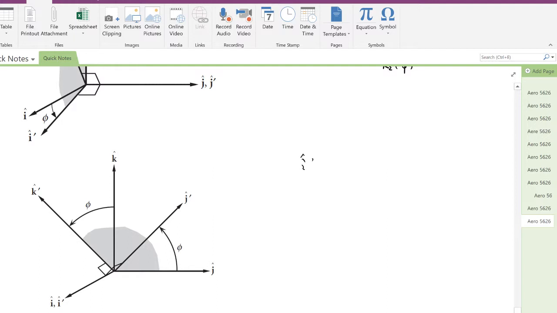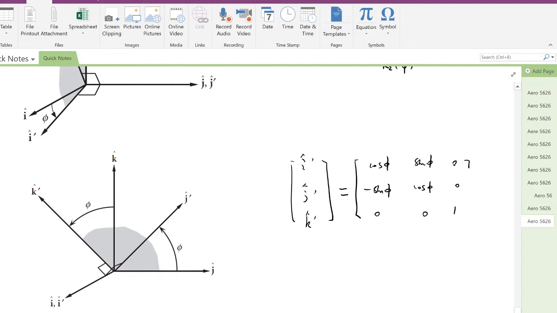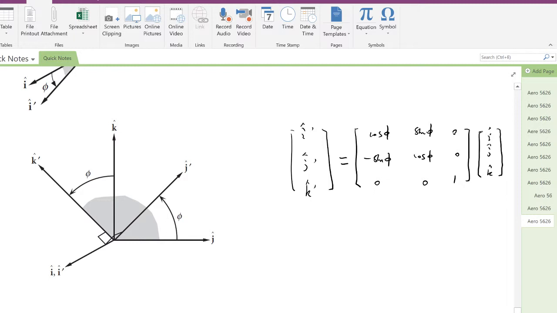Now the next one is rotation about the I-axis. Similarly, we will write I prime, J prime, K prime equivalent to the matrix cosine phi, sine phi, 0; negative sine phi, cosine phi, 0; 0, 0, 1, times I, J, K. And this matrix we define as the R3 matrix. So this tells us the rotational matrix according to different axes.